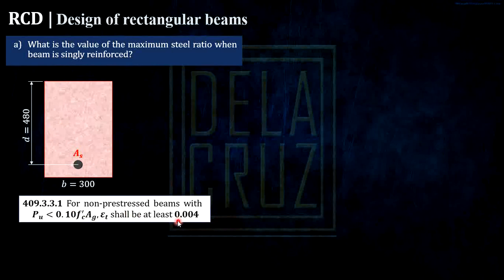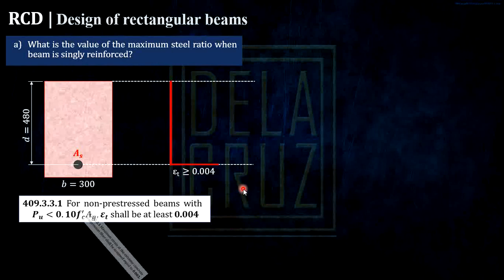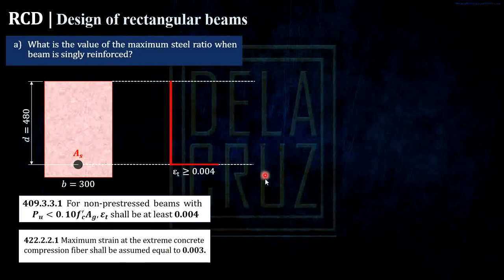Let's focus on the strain at least 0.004. If we are to draw the strain diagram dito, ito yung mangyayari. Sinabi sa code na the strain of the steel reinforcement shall be at least 0.004, so mathematically expressed as ganito, the strain epsilon t must be greater or equal. And according to this section, the maximum strain of the extreme concrete compression fiber shall be equal to 0.003. Assume yan, that is the assumption of the code.